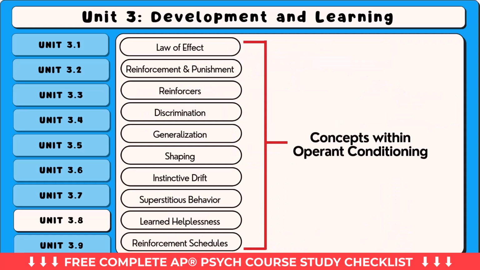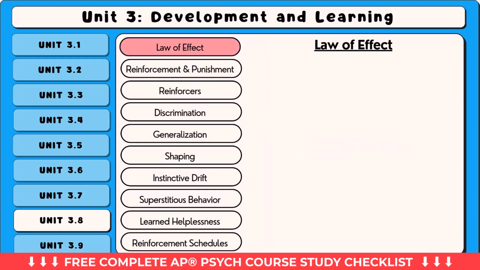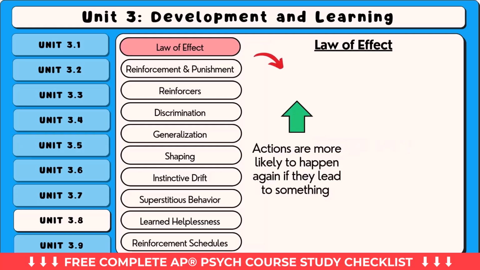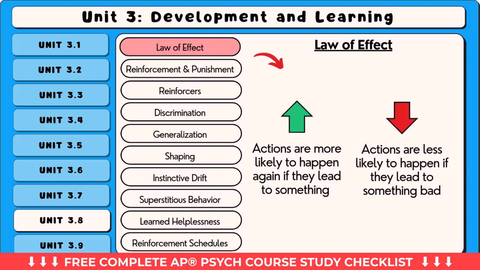AP Psychology requires that you know all the operant conditioning concepts listed on the screen now. We'll go through them one by one, starting with the concept of law of effect. The law of effect is the idea that actions are more likely to happen again if they lead to something good, and less likely to happen if they lead to something bad.